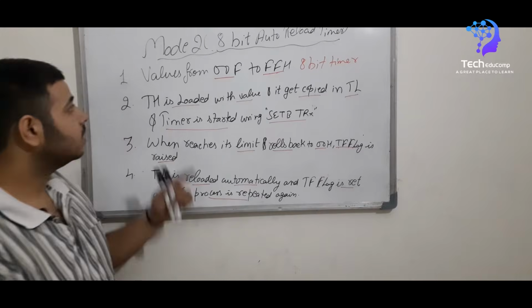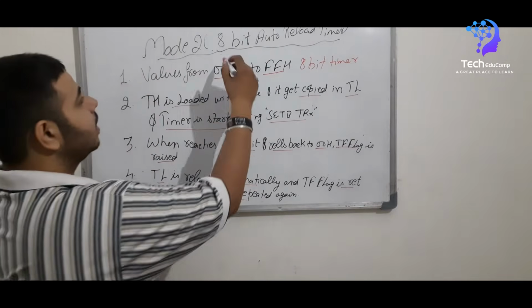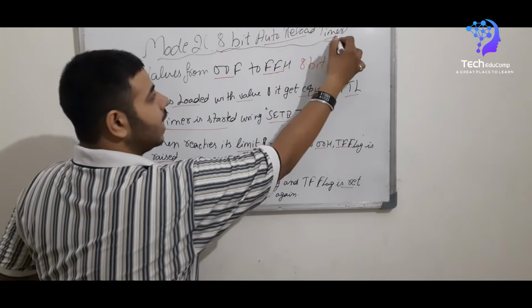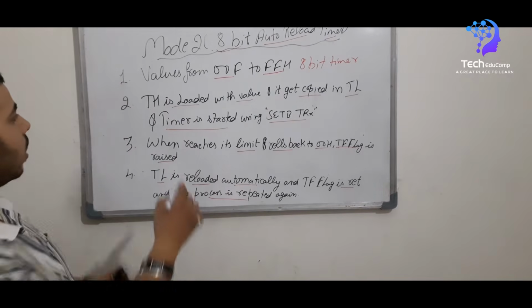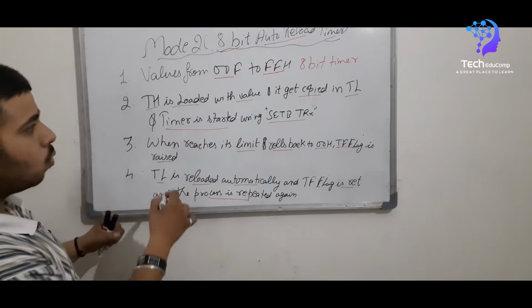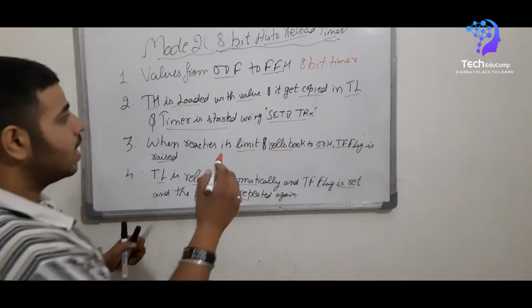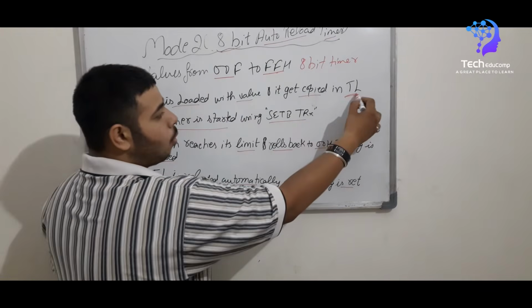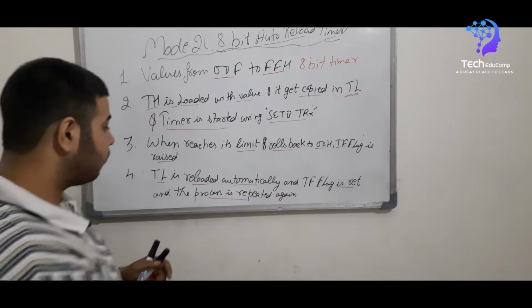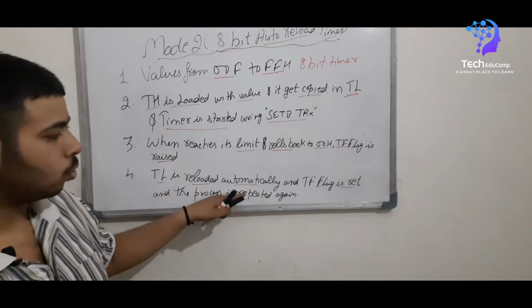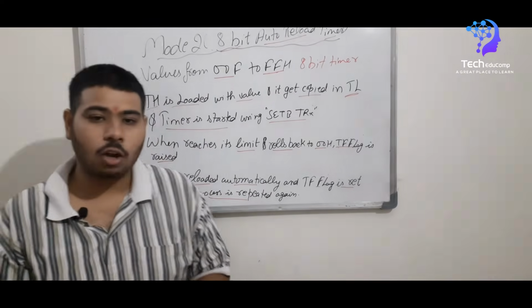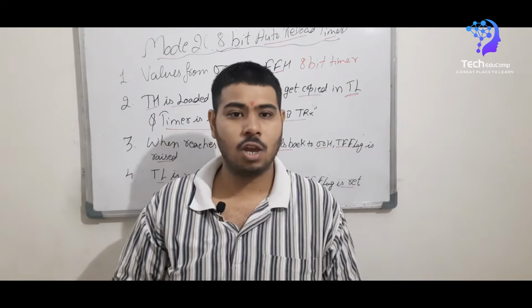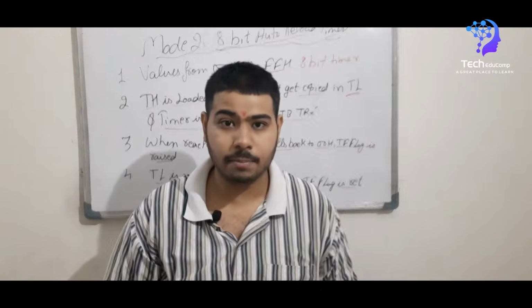That is why this mode 2 is known as the 8-bit auto reload timer, because we have to load only the TH value, the original value, and the same value is copied in TL, and after that it gets reloaded automatically. So now let's talk about the steps to program in mode 2 timer.